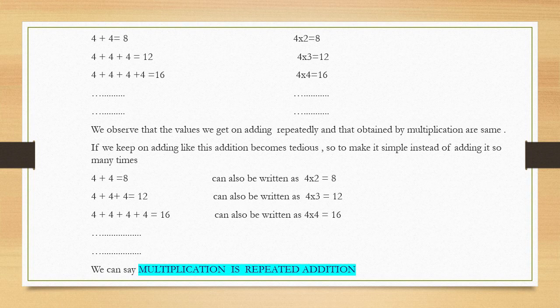We observe that the value we get on adding repeatedly and that obtained by multiplication are the same. If we keep on adding like this, addition becomes very tedious. So to make it simple, instead of adding so many times, 4 plus 4 can also be written as 4 into 2. 4 plus 4 plus 4 can also be written as 4 into 3. So we can say that multiplication is repeated addition.